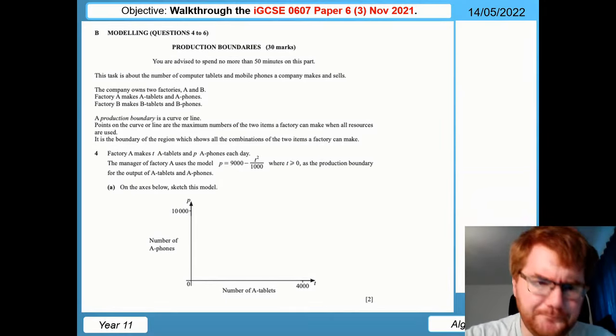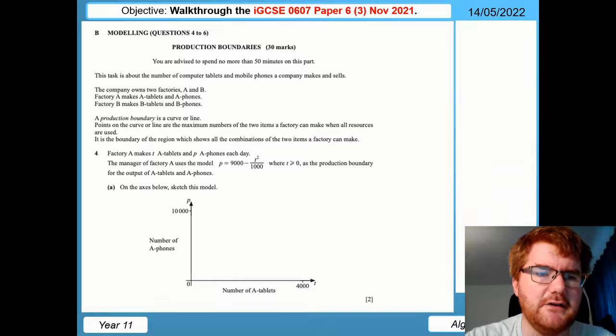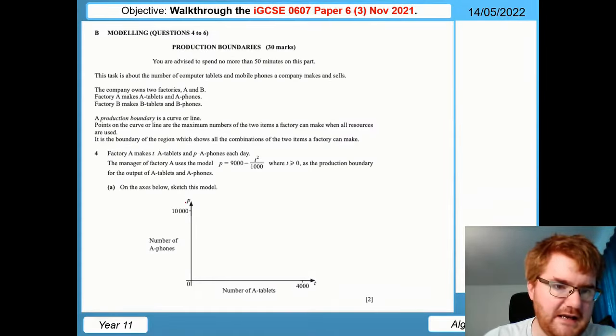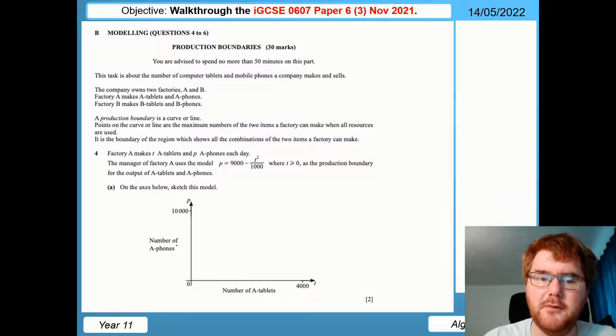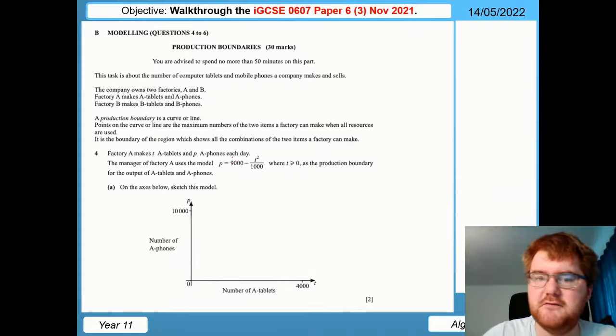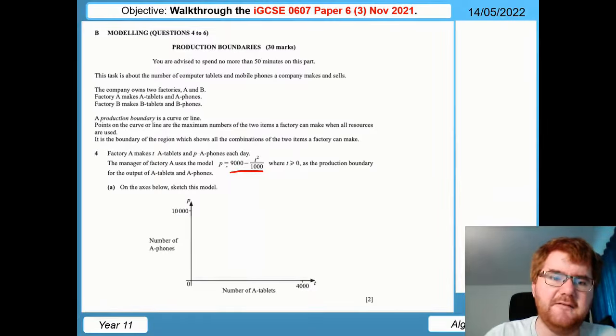So question 4. Factory A makes T lots of A tablets. So notice this bottom axis, the x-axis as we generally call it, represents the number of A tablets, and then the y-axis, or P in this case, is going to represent the number of A phones that are sold each day. And they use this model here, so 9,000 minus T squared over 1,000, where T is greater than or equal to 0, as that production boundary for the output. And the first thing that we need to do is sketch this model.